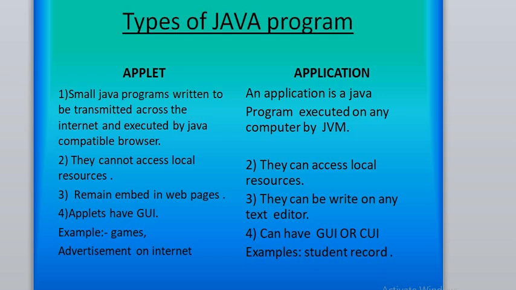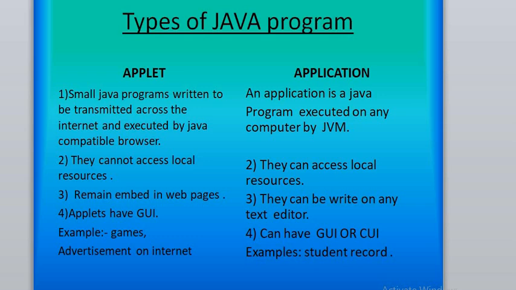So on any text editor, applications can be written. The fourth point is can have GUI or CUI. It means the output of the application can be produced on the graphic user interface or a command user interface. So what is an application? Any Java program is an example of an application.